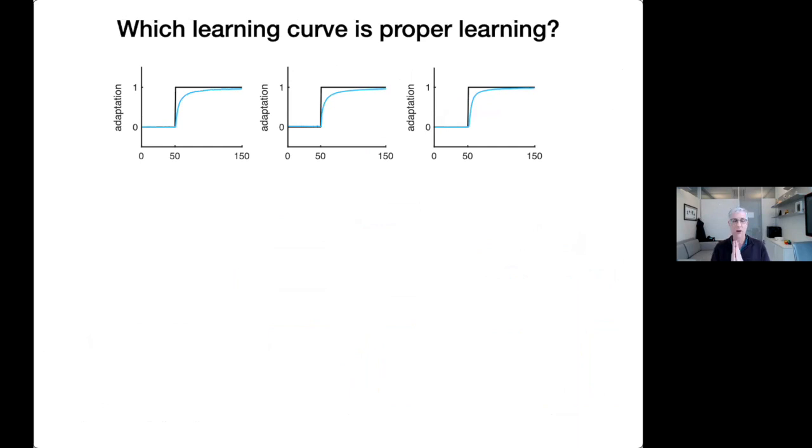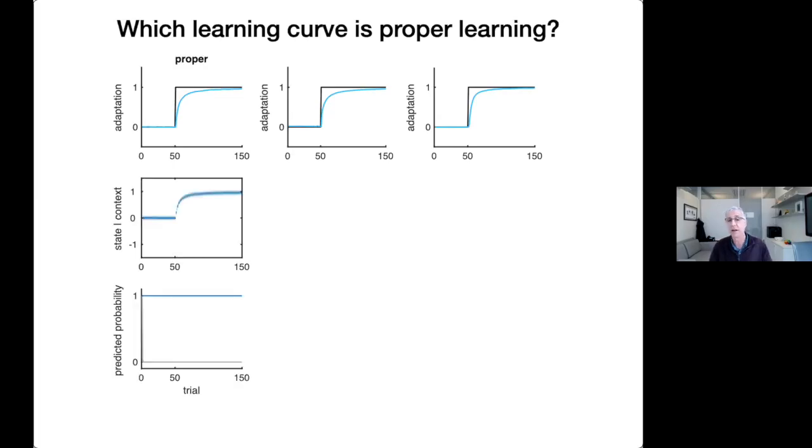So just to hammer home this idea about proper learning, here are 3 simulations of the coin model. Here is the perturbation shown in black, and here is the motor output shown in cyan. And for these 3 simulations, the motor learning looks identical. Yet what's going on under the hood is fundamentally different depending on what state the learner came into this experiment with. And if I asked you which of these is proper learning, you wouldn't be able to tell me just by looking at this behavior.